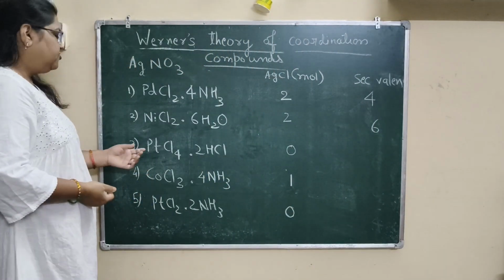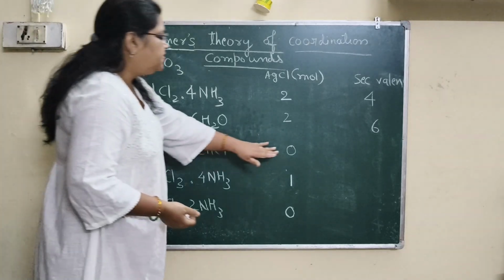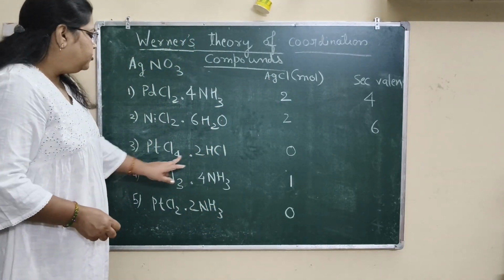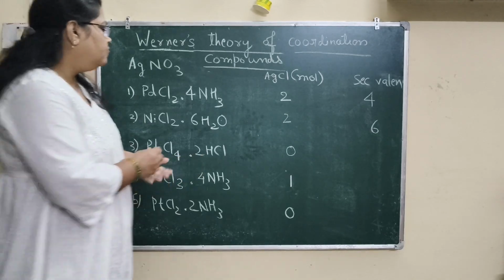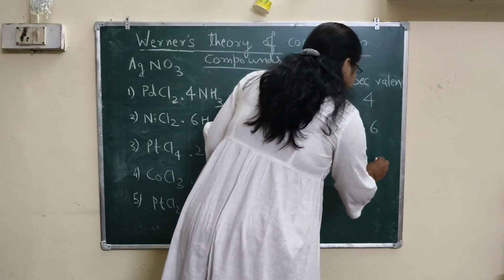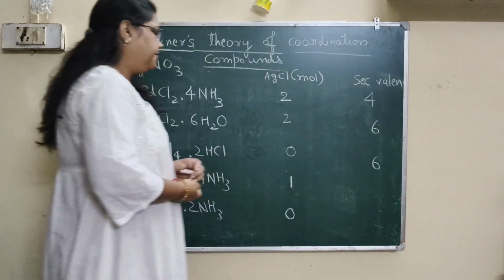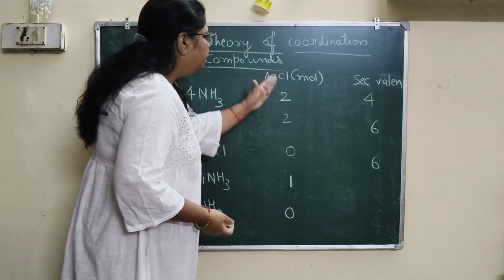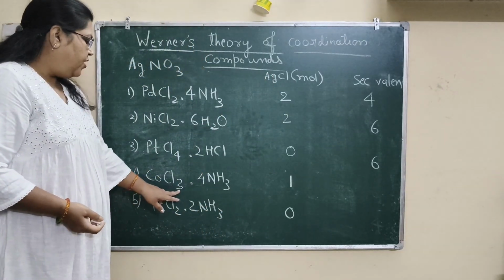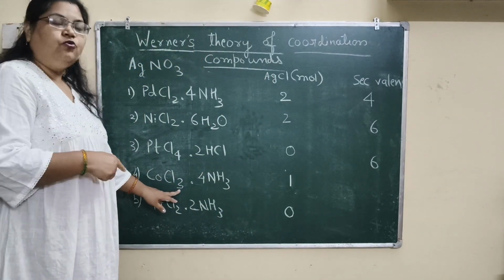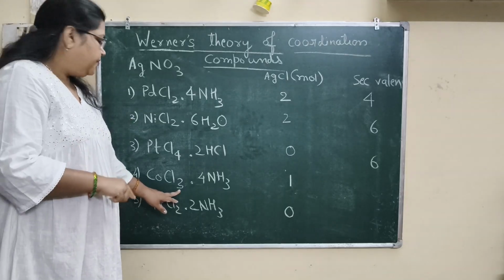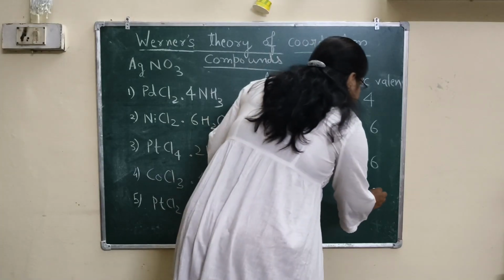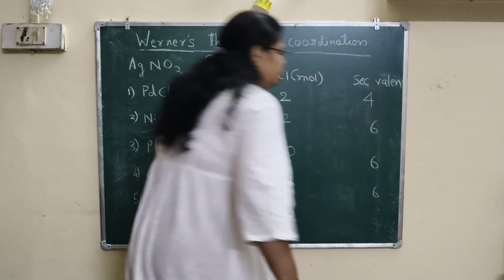Now in next example, students, this compound is giving 0 moles of AgCl. Means there is no primary valency. These both are secondary valency. 4 plus 2 non-ionizable. That's why here also secondary valency is 6. In fourth example, students, this compound is giving 1 mole of AgCl. It means 1 chloro ion is your primary, but 2 chloro ions are your secondary. So what is the secondary valency? 4 plus 2, 6. Its secondary valency is also 6.